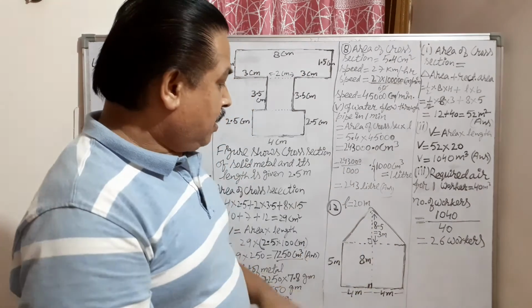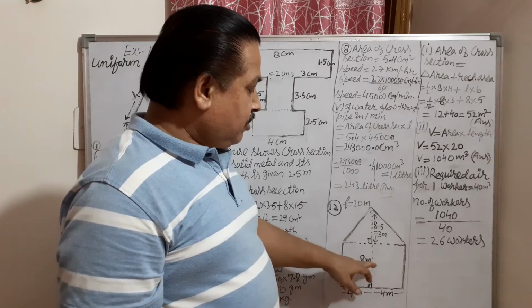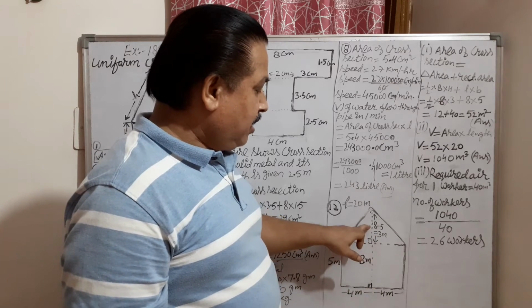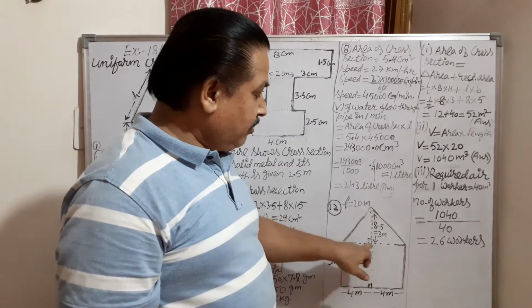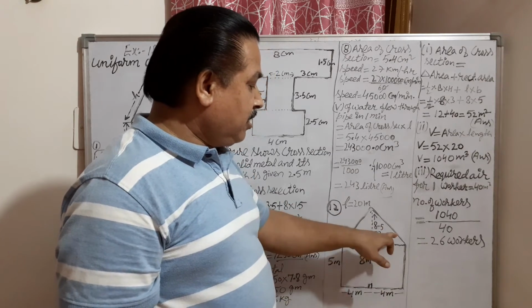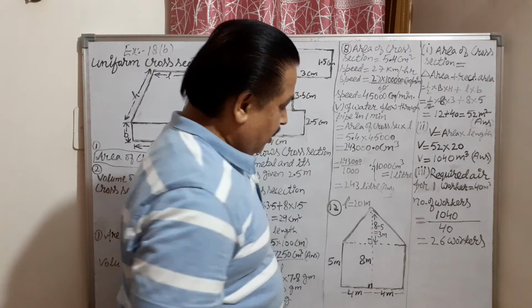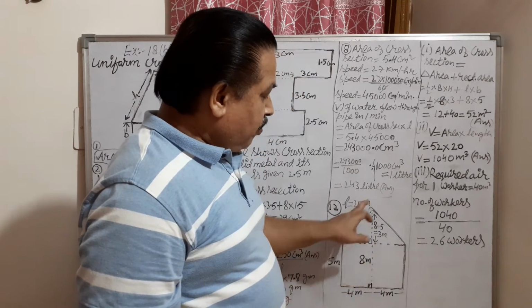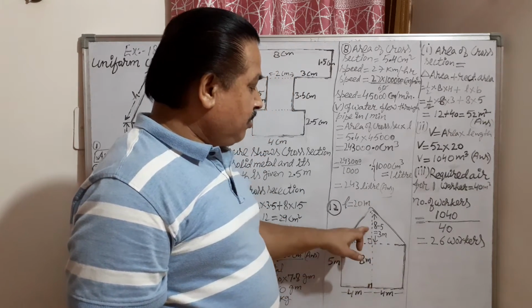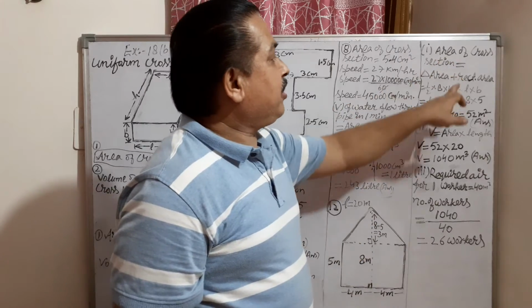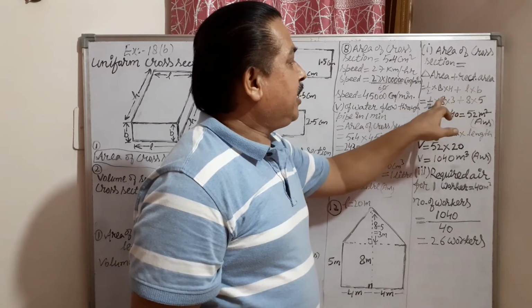Front shape. So now you know front shape consists two figures, rectangle and upper part is a triangle. Lower part is a rectangle and upper part is a triangle. Divide this figure into two parts, rectangle and triangle. And what will be area of cross section now? Rectangle area plus triangle area.